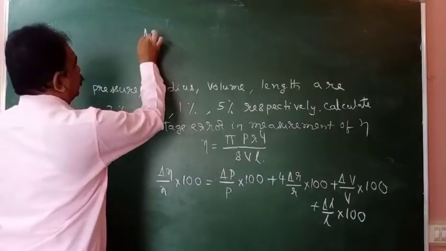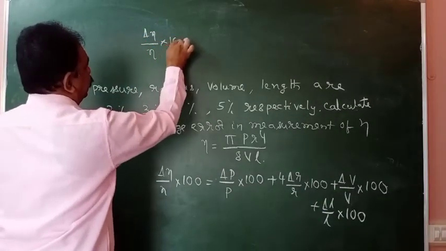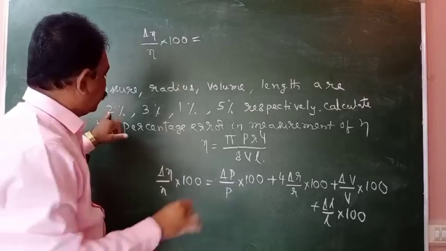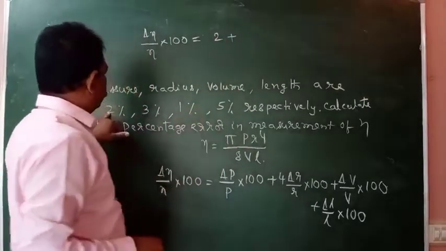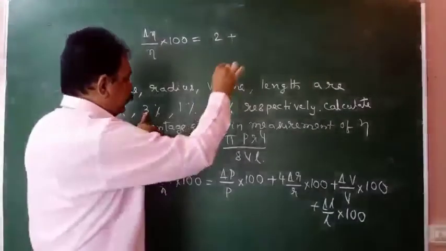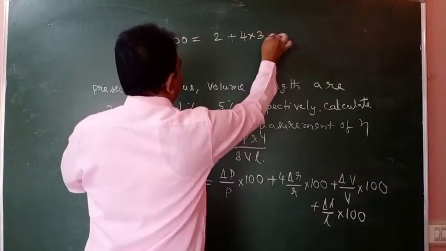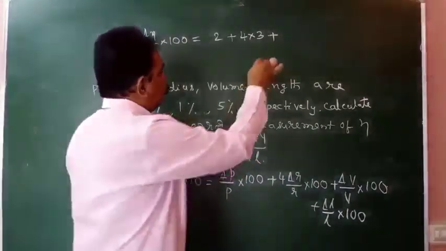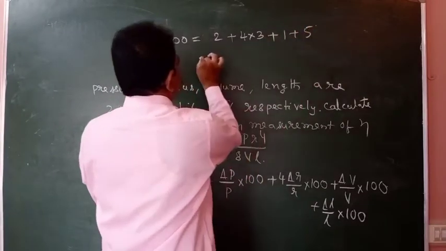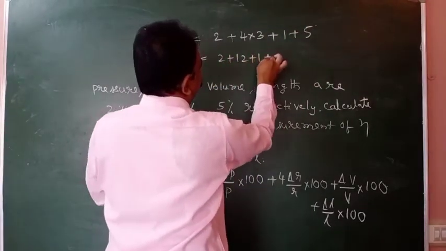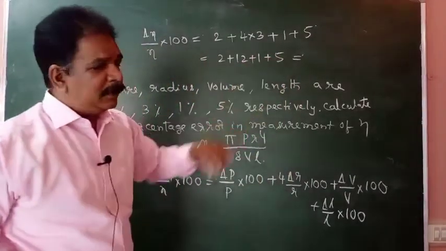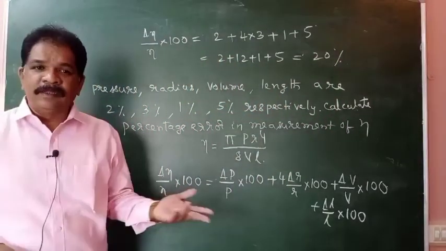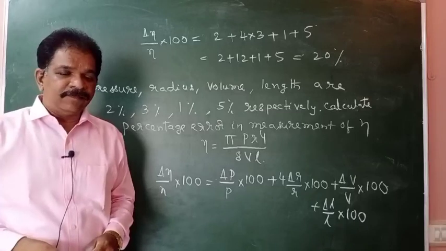Therefore, delta eta by eta into 100: delta P by P into 100, pressure error 2. Next, radius error 3, 4 into 3, remember. Delta V, volume error 1. Length error 5. 2 plus 12 plus 1 plus 5, 14 plus 6, 20%. That is the error in the measurement of coefficient of viscosity.